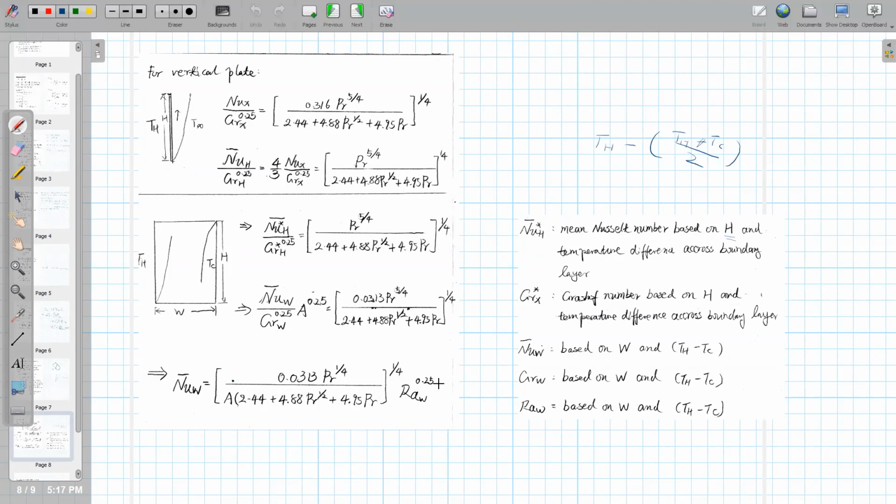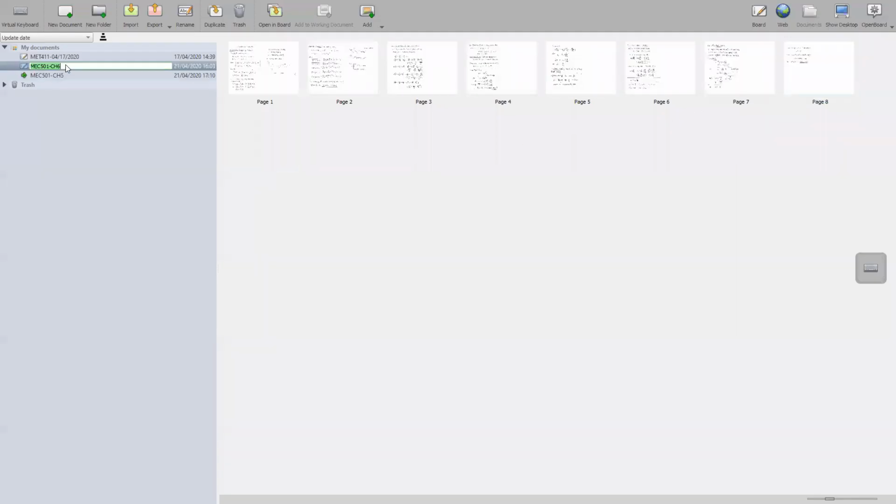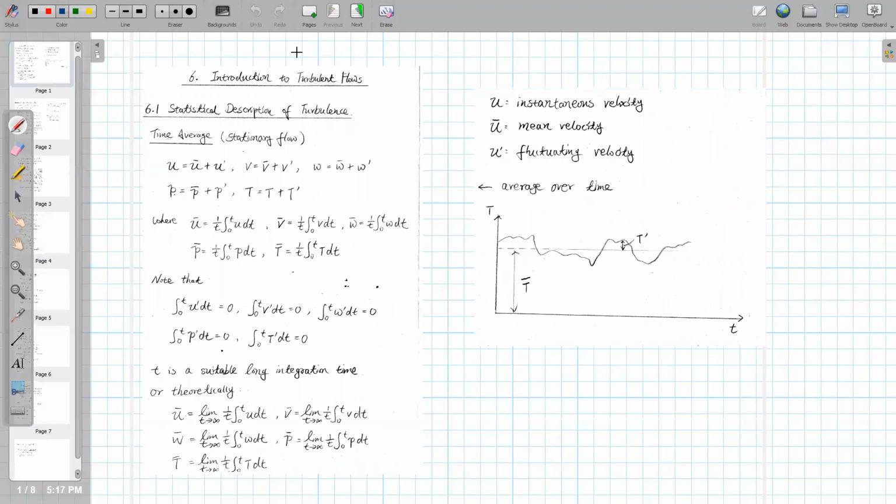Okay, let me go to open that. Chapter 6. Okay, so chapter 6 will be a short introduction of turbulent flow. And turbulent flow is a very difficult topic. Very, very difficult, very, very challenging, okay?